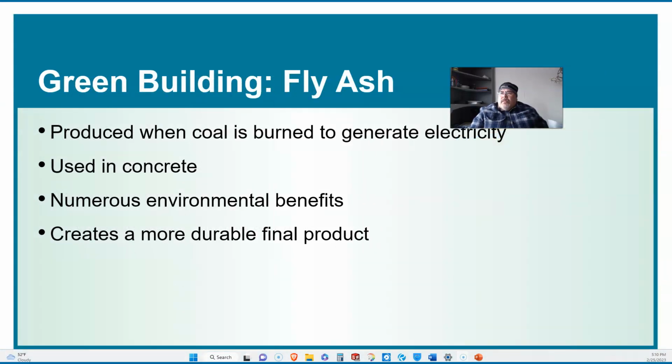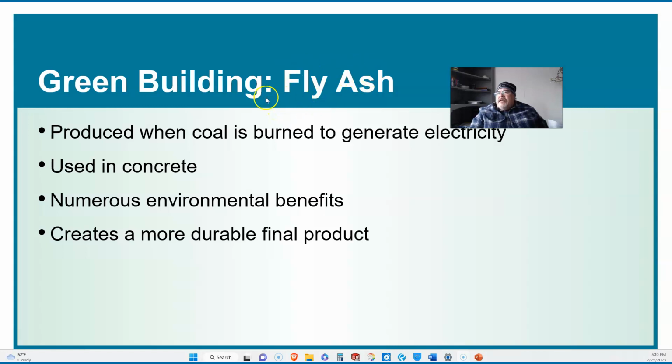Green building, or the use of fly ash. Fly ash is produced when coal is burned to generate electricity. So fly ash is what they call a byproduct. It's the waste. And when you have a waste from coal or from any type of process, and it builds up, people try to come up with alternate uses of this waste material, this byproduct.